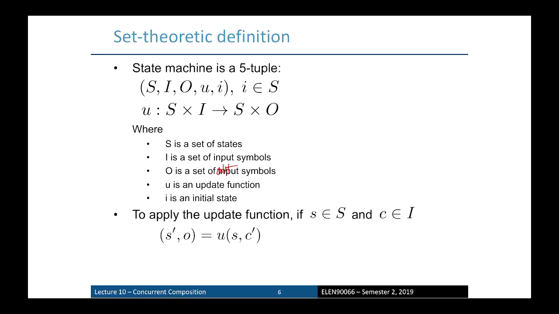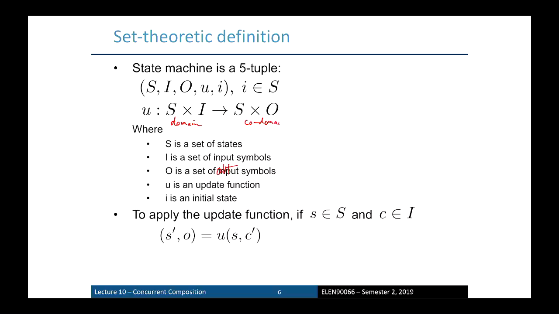Obviously, O is for output. Output symbols. Once again, it's a space. And then U is this mapping. It's the update function mapping. And so it maps from S, the set of states, cross the set of inputs, so that's the domain, to the codomain, which is a set of states, cross with the set of outputs.